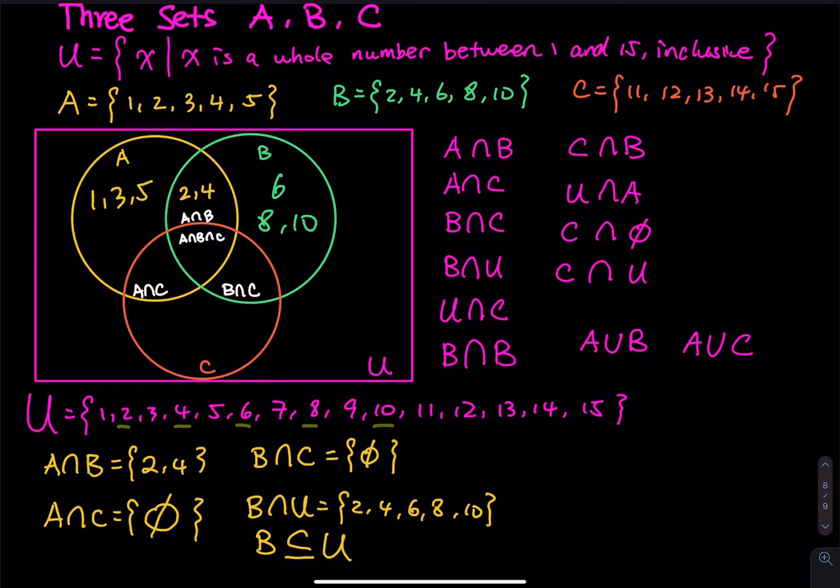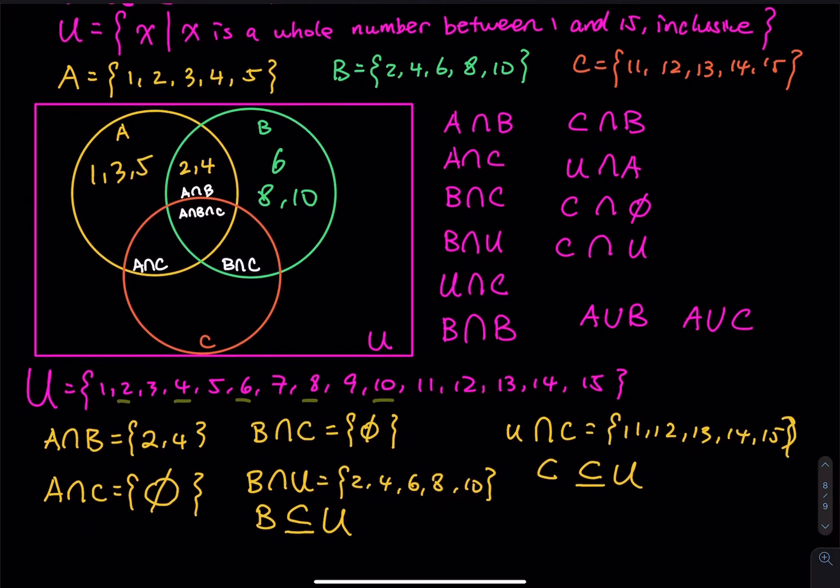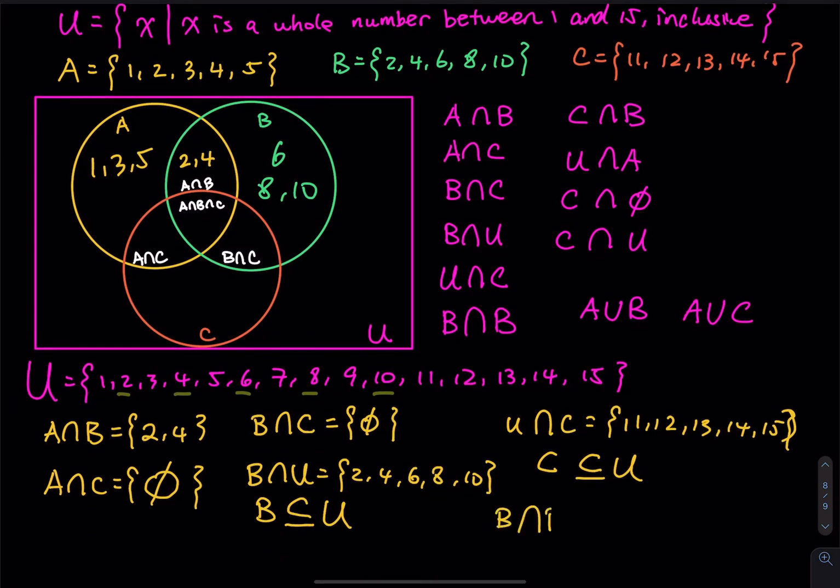All right, the next one is the universal set and set C. So this is similar to the previous one. We can say C is completely inside the universal set. So U intersect C means all the elements in C: 11, 12, 13, 14, and 15. And then the next one is B and B. So B and B is just itself, all the elements in B: 2, 4, 6, 8, and 10.